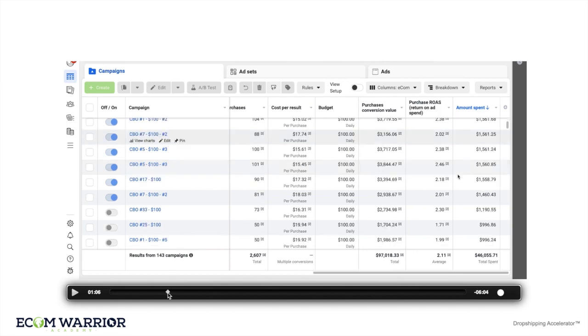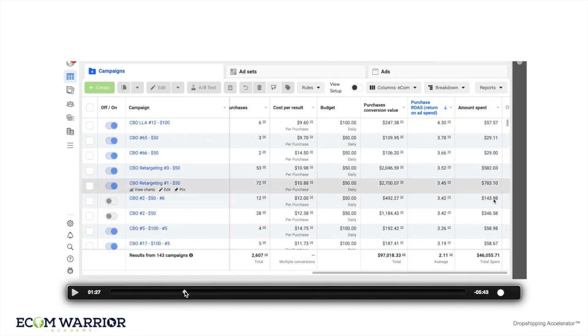Now, if I quickly just go ahead and breeze through the video again, I'm now going to filter by the ROAS. So you can see the campaigns with the highest ROAS. And usually you guys do know that with retargeting, you tend to get a higher ROAS because you're going to be targeting customers that are already familiar with your brand. So you can see here that CBO retargeting number 3 at $50, that one spent $582 to generate $2,046 for a ROAS of 3.52, which is fantastic. CBO retargeting number 1, that one spent $783 to generate $2,700 for a ROAS of 3.45.